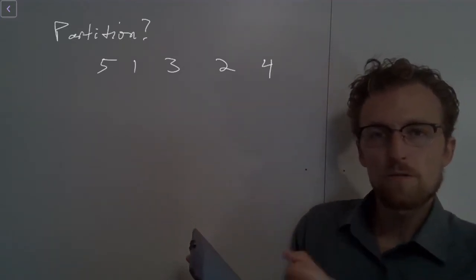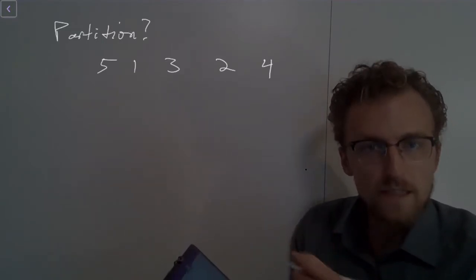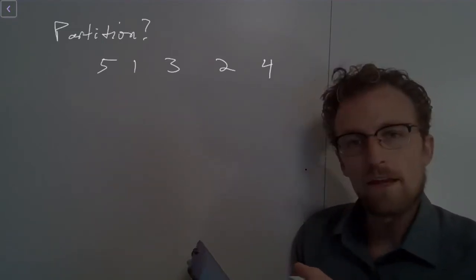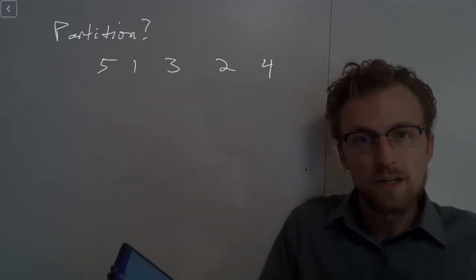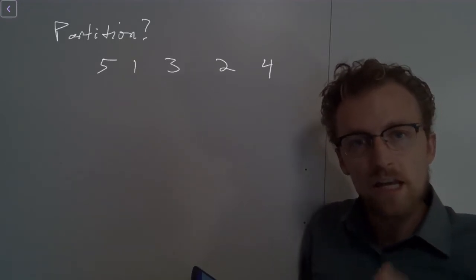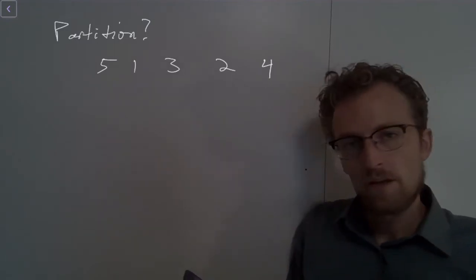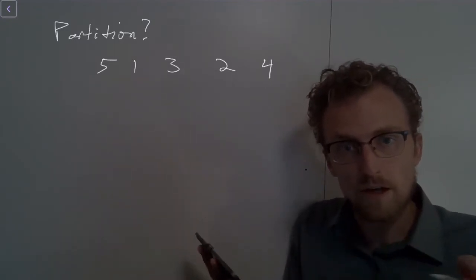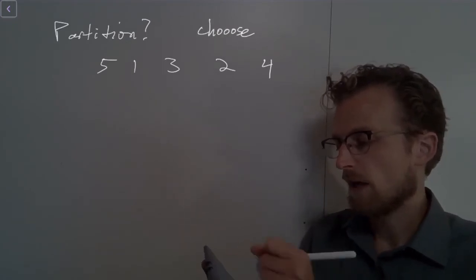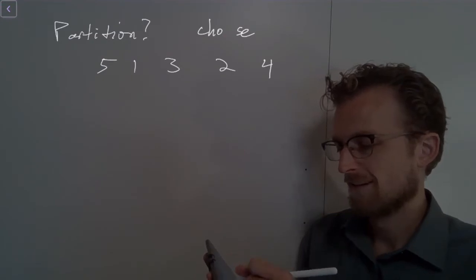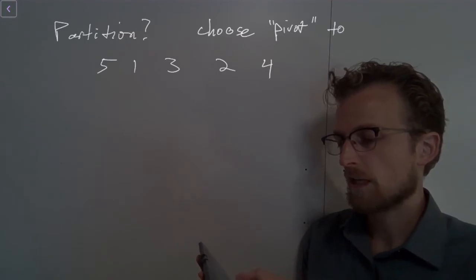What the partition function does is it chooses a number. It picks some number and then puts that number in a place in the array and rearranges all the other elements such that everything less than that number is to its left and everything greater than that number is to its right. The number it splits on is called the pivot. So first we choose a pivot to split on.